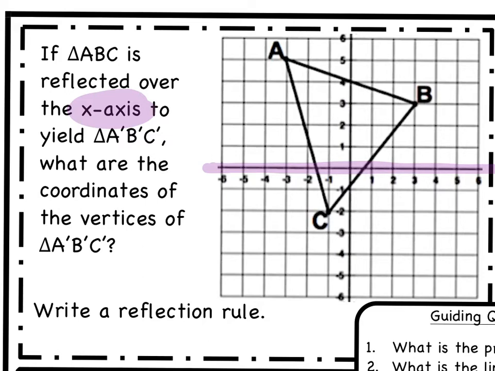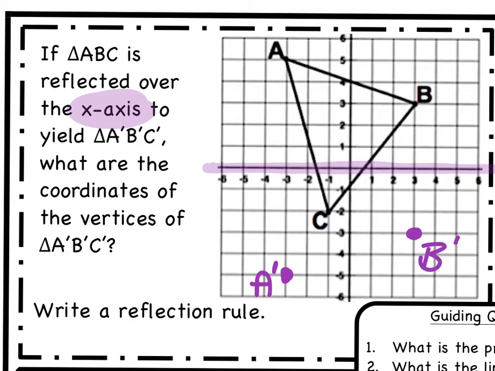What I noticed for point A is that it is 5 units above this line of reflection. So I am going to go 5 units below that line of reflection, and I am going to end up with point A being right here, and I am going to label that A prime. Now for the second point, which is point B, that point is 3 units above the line of reflection, so I'm going to go 3 units below. So B will end up right here, and I'm going to label that B prime.